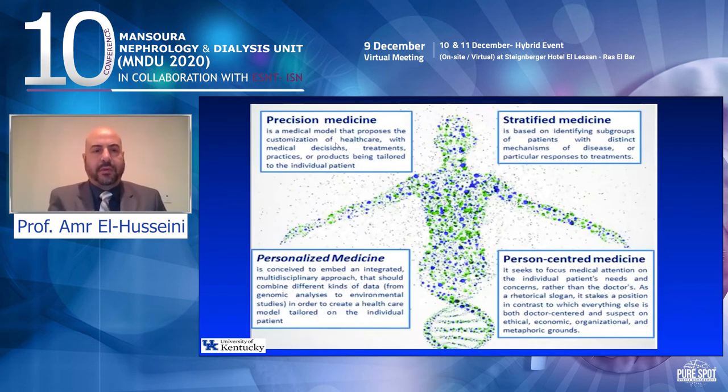So precision medicine is actually a medical model that proposes customization of healthcare so we can tailor the medical decision, the diagnosis and the management for every single patient. In contrast, stratified medicine is just to identify subgroups of patients and deal with each subgroup of patients with the same disease differently. Personalized medicine uses an integrated multidisciplinary approach to treat the patient and tailor individual interventions, while the person-centered approach focuses on the patient's perspectives, not from the healthcare side, but from the patient's side.